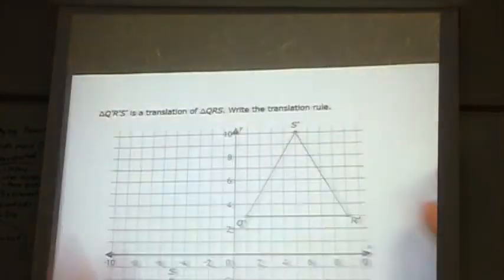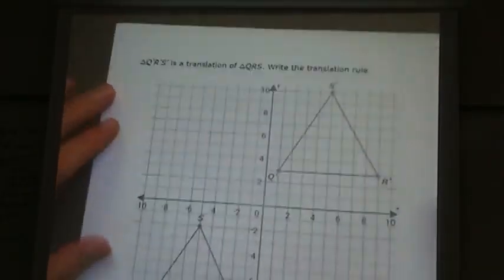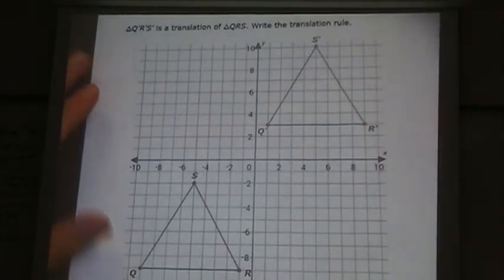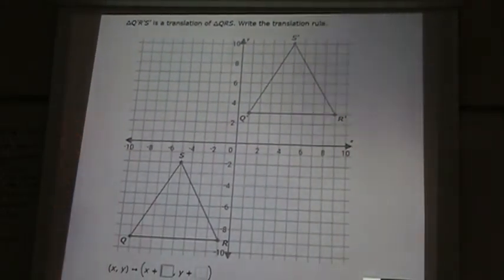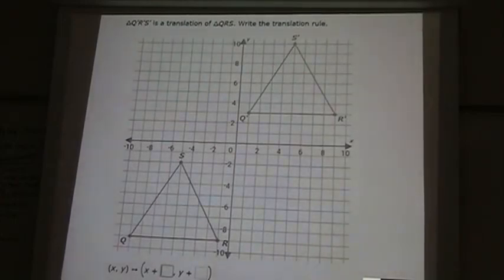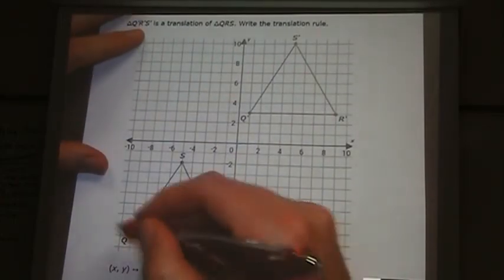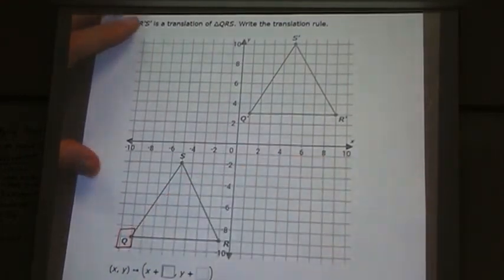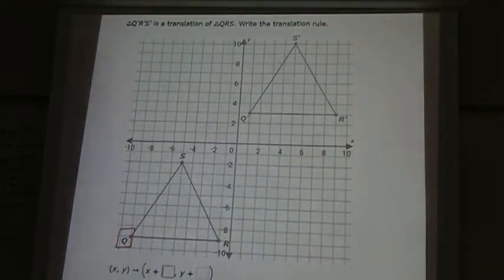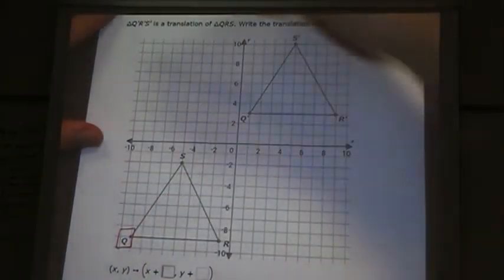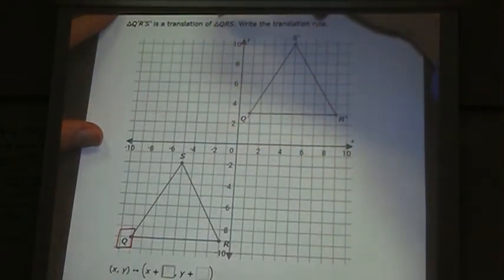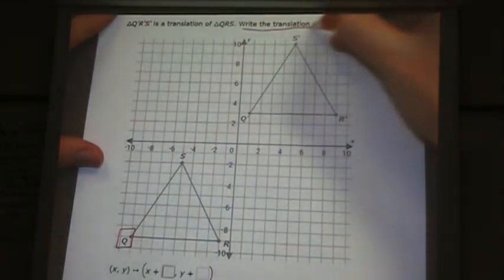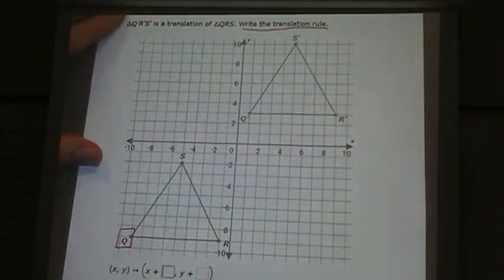And last one you're going to see, it's going to be find the rule. So it's going to give you a pre-image and a post-image, or an original image and a transformed image. Now, how do you know which one you start with? Well, you're going to start with the one that does not have a tick on it, okay? And it says triangle QRS, Q prime, R prime, S prime, is a translation of triangle QRS. Write the translation rule. So what's happening here? These ones look more complicated than they are.